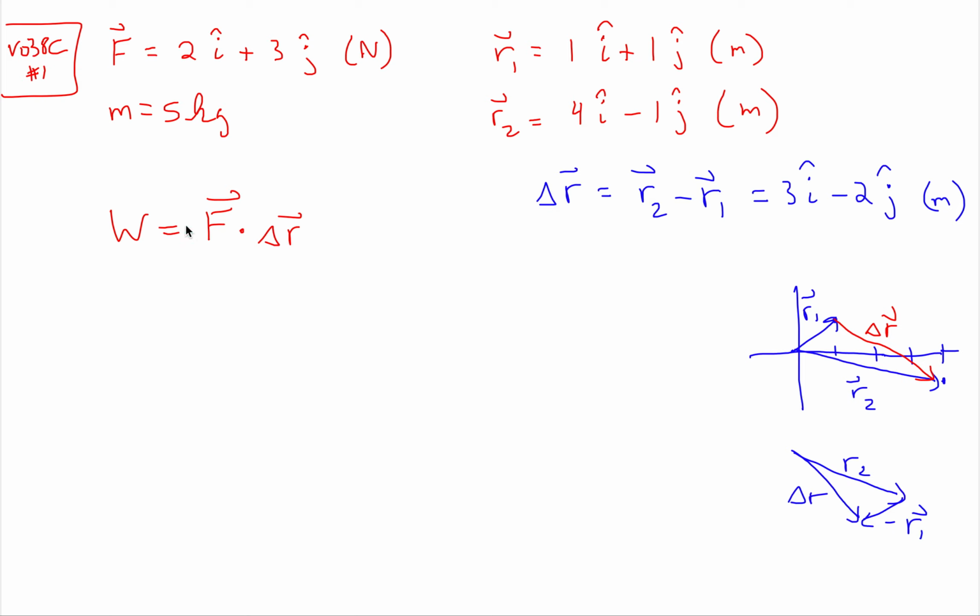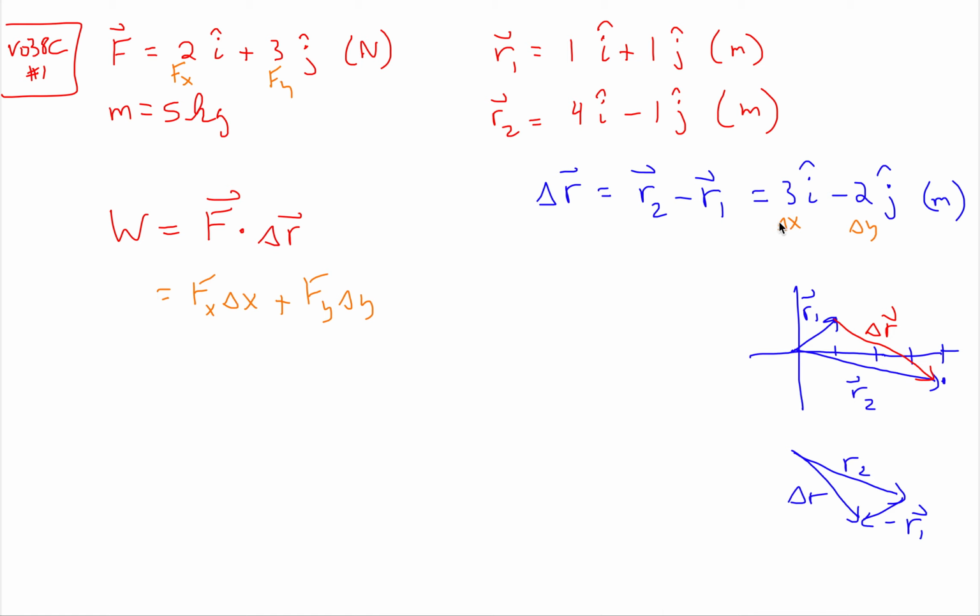And as we said in the help session, if you have a force like this, what's in front of i is the x component of that force. What's in front of j is the y component of that force. Same thing for R. What's in front of i is your delta x. What's in front of j is your delta y. So when we do a dot product, we just multiply what's in front of the i's and we multiply what's in front of the j's. So we're really doing Fx delta x plus Fy delta y.